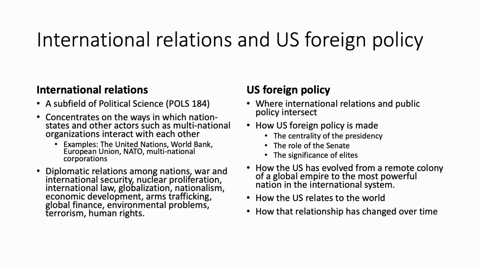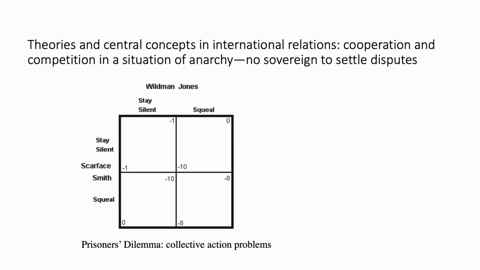At one time we were just a little remote colony of a gigantic global empire, and then we became the most powerful nation in the international system. And how did that happen? I'm going to talk with you about that in video number 2. So we'll be talking really about how the U.S. relates to the world, what the options are and how we can do that, and how our relationship to the world has evolved over time.